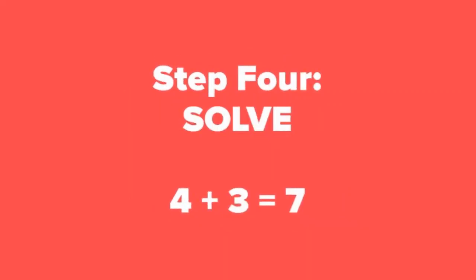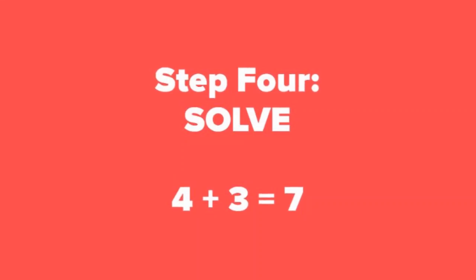Now comes the final step. We get to solve our word problem. Use your objects to count up the answer. Remember, Sal starts with 4 pieces of bubble gum. Then he gets 3 more. So count up how many pieces of bubble gum Sal has now.